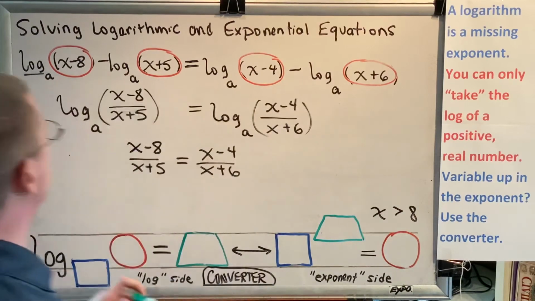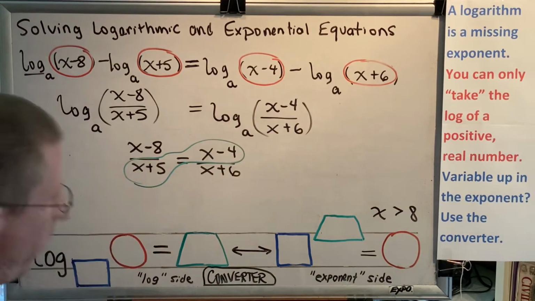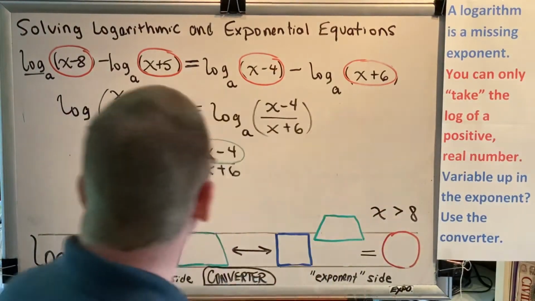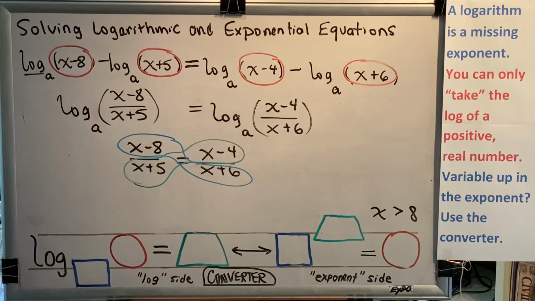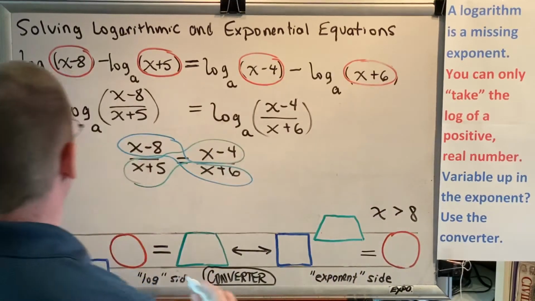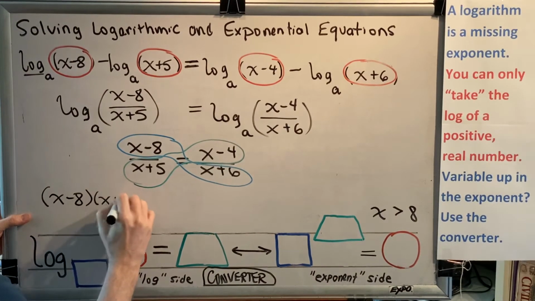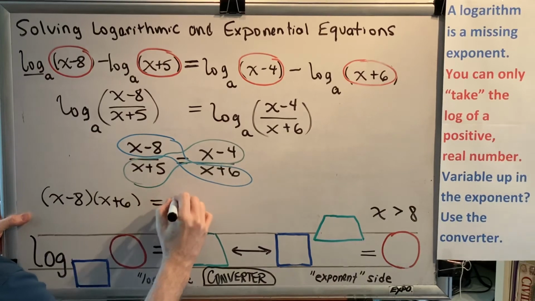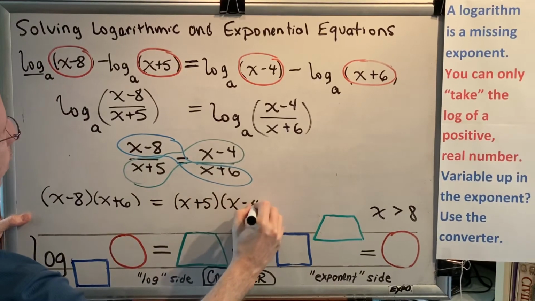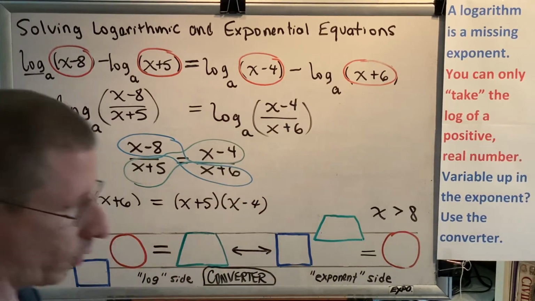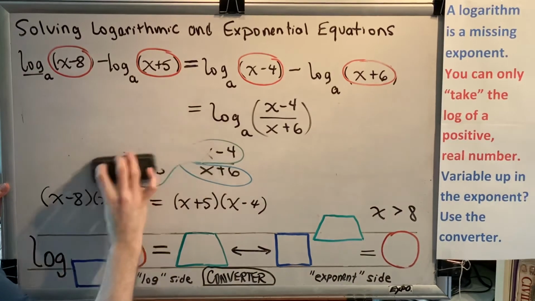Proportions can be solved by setting the cross multiples equal to each other. If you multiply the x plus 5 by the x minus 4, that must be equal to what you would get if you multiplied the x minus 8 times the x plus 6. So writing this down, we would have x minus 8 times x plus 6 equals x plus 5 times x minus 4. We can solve this quadratic equation using FOIL. So we'll FOIL on the left and we'll FOIL on the right.